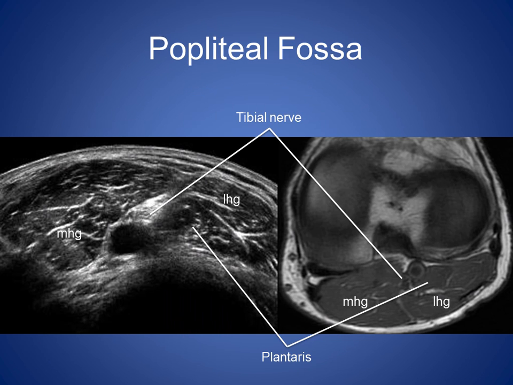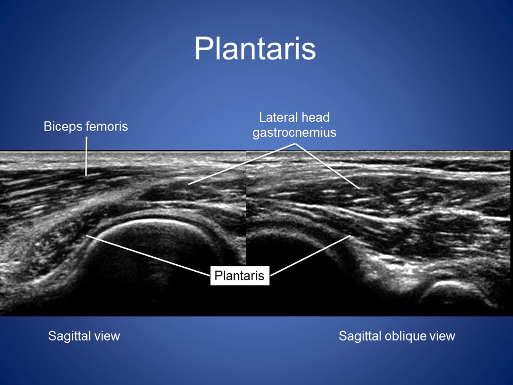I moved to the popliteal fossa. Again, we have the tibial nerve and the popliteal artery. One thing that's helpful to look for posteriorly is the plantaris muscle, something that we can actually see sonographically, deep to the lateral head of the gastrocnemius.